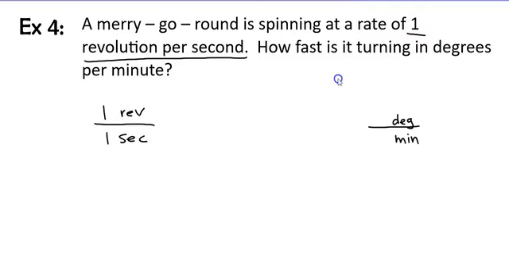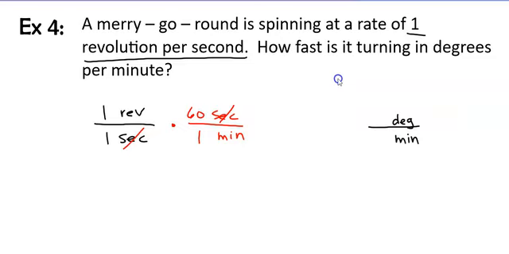Okay, so from that point, just same process. I don't want seconds, I want minutes. So I'm going to get rid of seconds, put them on top. I want to keep minutes, put them on the bottom. So I know that there are 60 seconds in 1 minute. Seconds can go away. We're left with minutes, which is where we want to be. Okay. Now revolutions to degrees.